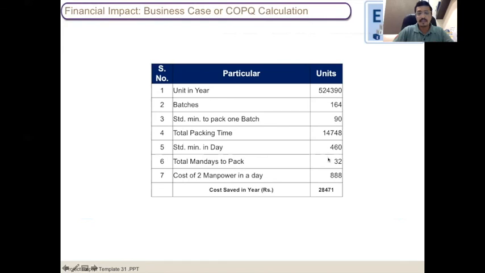Total man days of the pack 32, and cost of one manpower in a day 888 rupees. They could save two manpower, right? So 888 into 2 and into 365 days. Basically the cost saving is 28,471. More importantly, they could reduce the waiting time, utilize these two people in some other place, and improve the Kaizen culture, right? So this is how you can actually focus on the project.